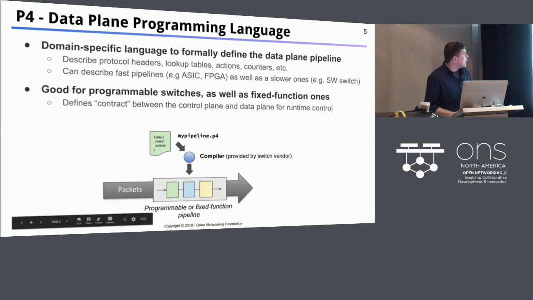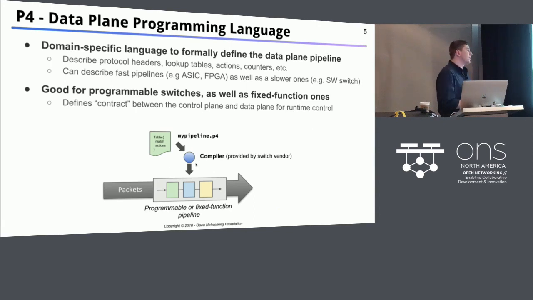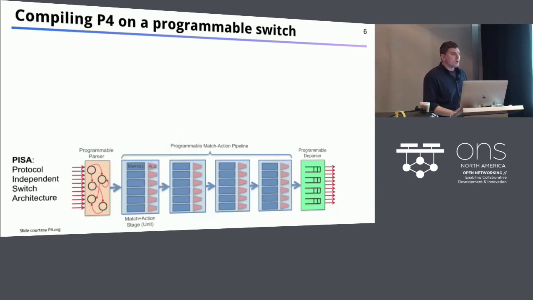This is the workflow you're presented with when using P4. The idea is that you write a P4 program. You compile this P4 program using a compiler that is provided by your switch vendor. Then the compiler produces an output that is used to realize this given pipeline on a programmable or fixed function switch. In the case of a programmable switch, it will be a binary configuration of the ASIC. In the case of a fixed function pipeline, it will probably be a mapping of the logical tables defined in the P4 program to the physical ones available in the ASIC. So, to give you a little more detail on the case of a programmable switch.